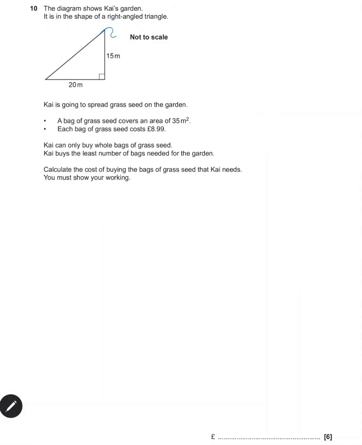Question 10, we've got a diagram. It's my mate Kai's garden, and it's in the shape of a right-angled triangle. And straight away it says, grass seed covers an area of 35 metres squared. Without even reading the rest of the question, I'm going to do the area of that triangle. Area of a triangle is base times height divided by 2. So we've got to do 20 times 15, then divided by 2.